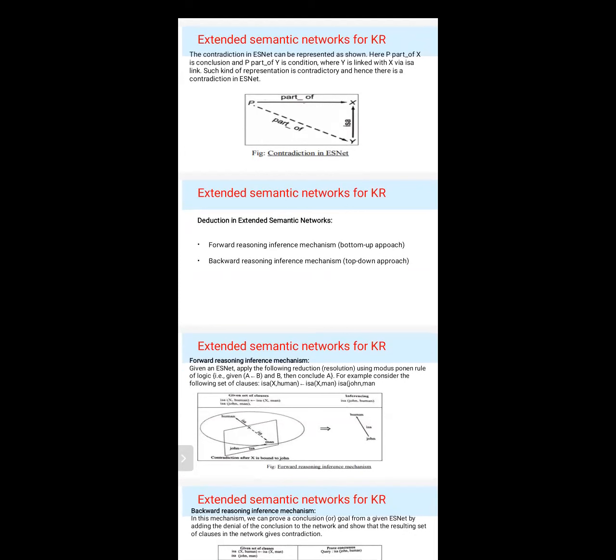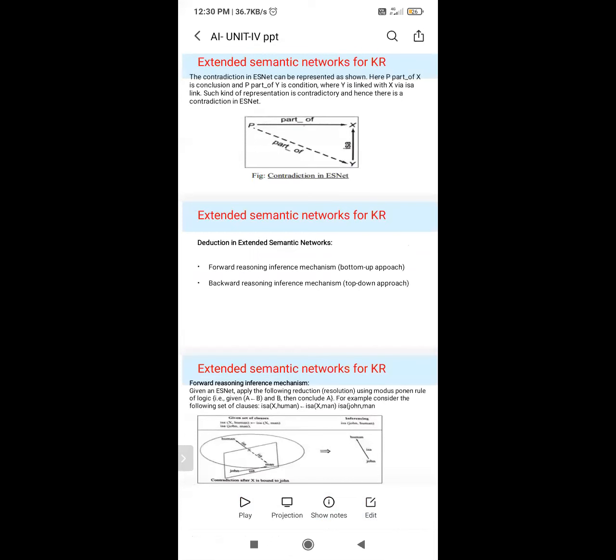Next, the extended semantic network representation will be like this. The contradiction in an extended semantic network can be represented as shown here. Here P part of X is the conclusion and P part of Y is the condition. Next, Y is linked with X via an is-a link. Now it can be represented like this.